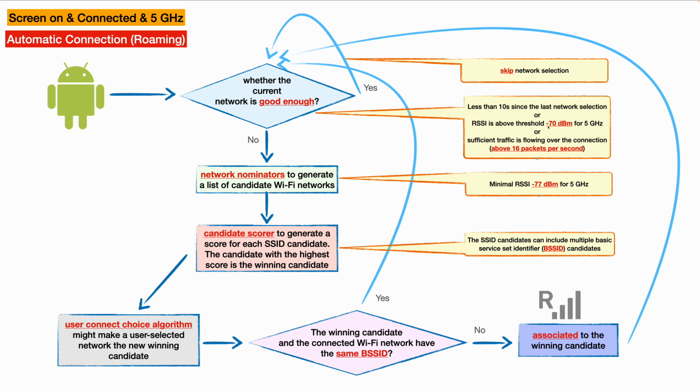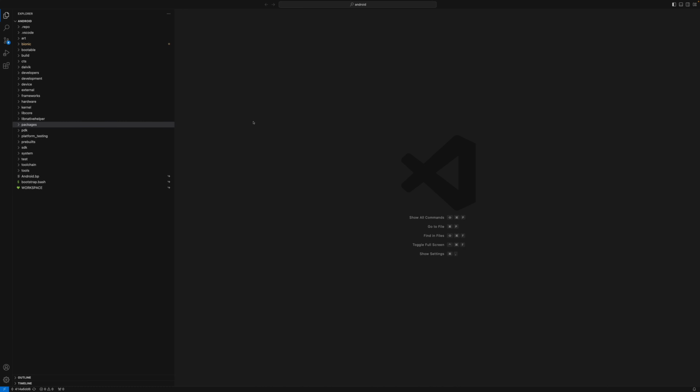For example, this trigger threshold minus 70, can you change it? The answer is yes and no. Let me explain that. This is the Android source code.